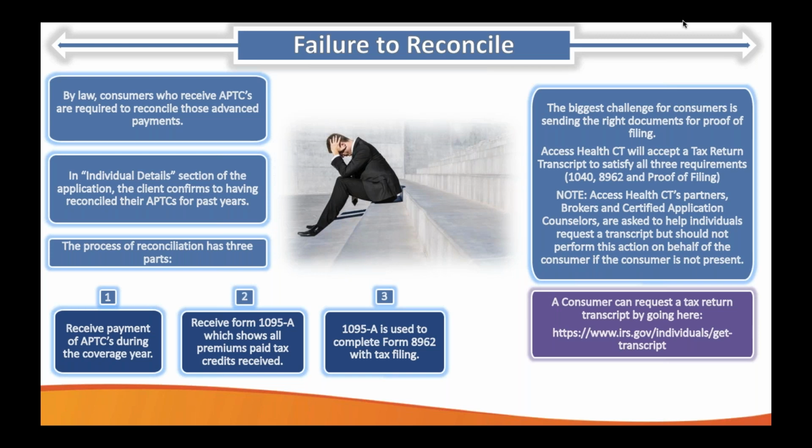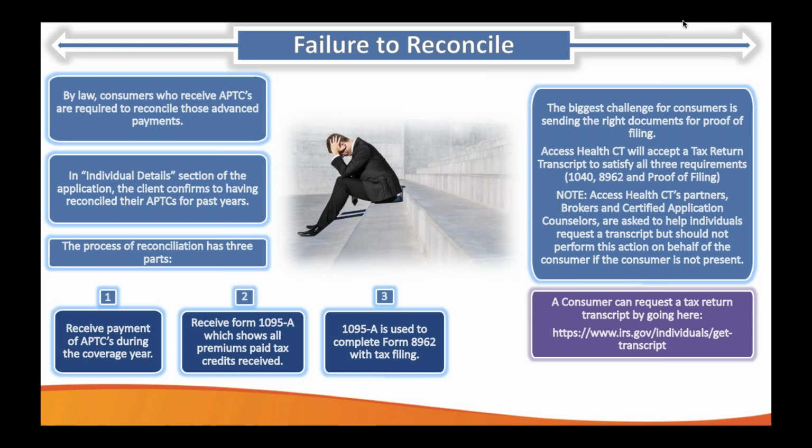They receive payment of APTCs during the coverage year. They receive the 1095-A, which shows all premiums paid and tax credits received. The 1095 is issued to complete the Form 8962. A lot of times consumers felt that they didn't have coverage, or perhaps they didn't, and somehow some information from the Exchange went to the IRS saying they might have had coverage for a month or two months. So now there's a discrepancy between the files that we sent to the IRS and what the consumer sent, or didn't send, on their 8962.